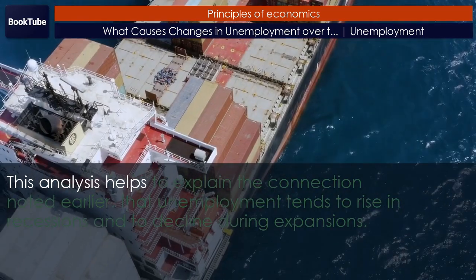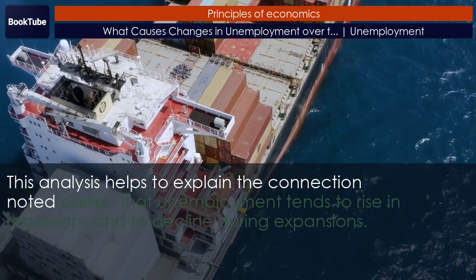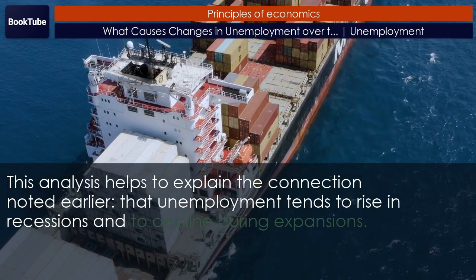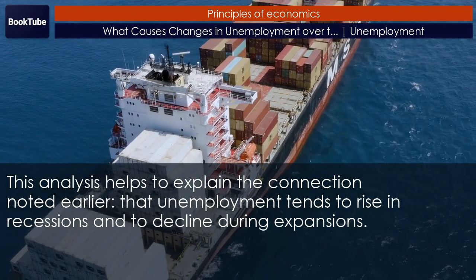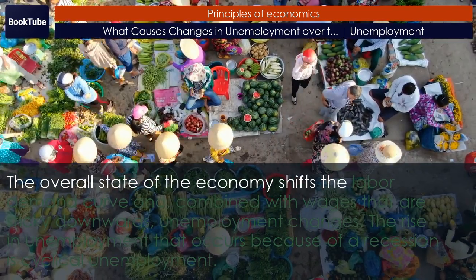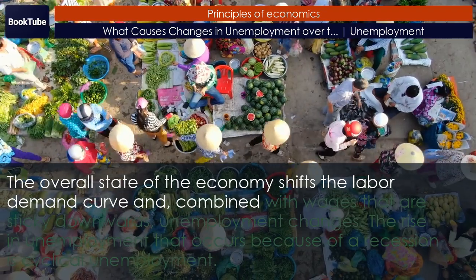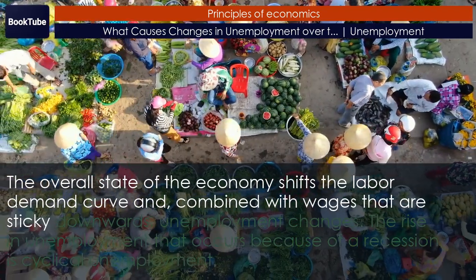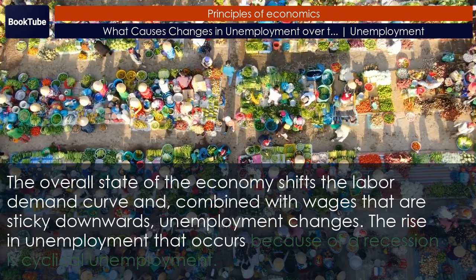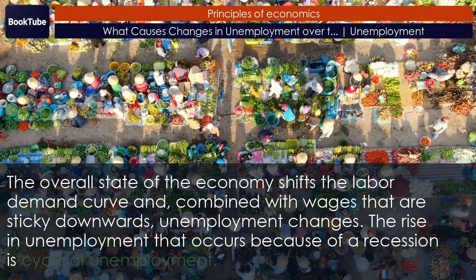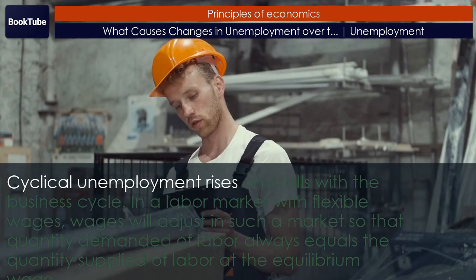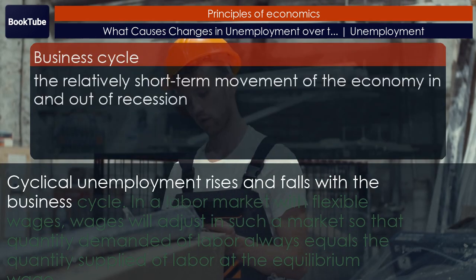This analysis helps to explain the connection noted earlier, that unemployment tends to rise in recessions and to decline during expansions. The overall state of the economy shifts the labor demand curve and, combined with wages that are sticky downwards, unemployment changes. The rise in unemployment that occurs because of a recession is cyclical unemployment. Key concepts and summary. Cyclical unemployment rises and falls with the business cycle.